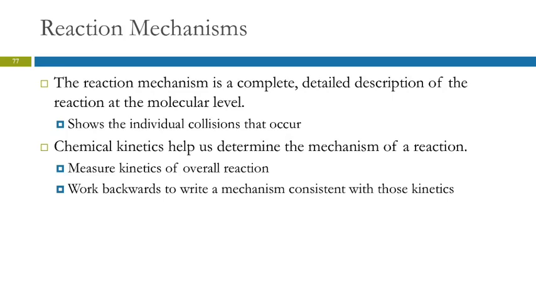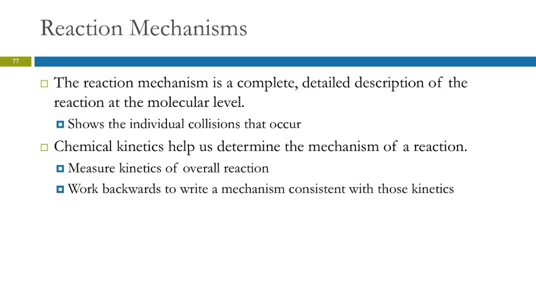So the reaction mechanism gives us this nice detailed description of what's happening on the molecular level. It shows us what are the species that are colliding, the individual collisions that must occur. The kinetics help us to determine the mechanism of a reaction. So we can measure the kinetics of the overall reaction and then work backwards to find a mechanism that's consistent with the kinetics. And anybody wondering why the heck anybody wants to do this?